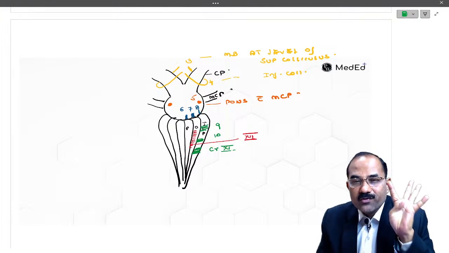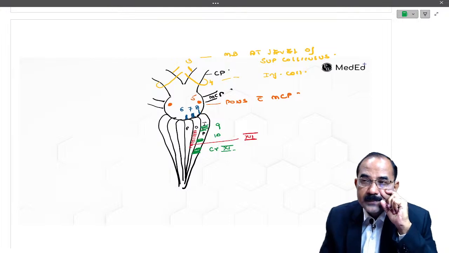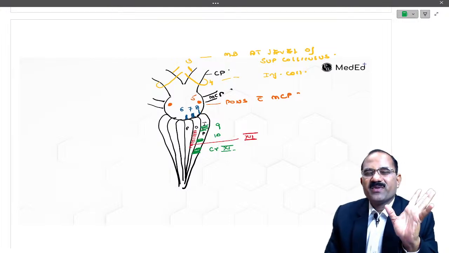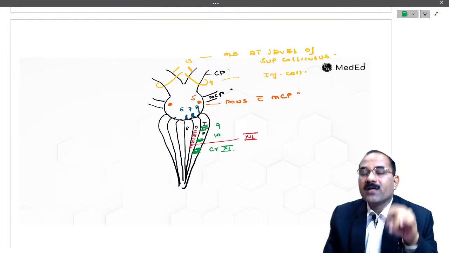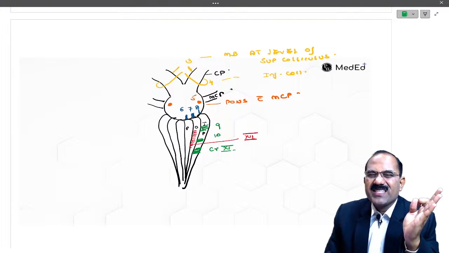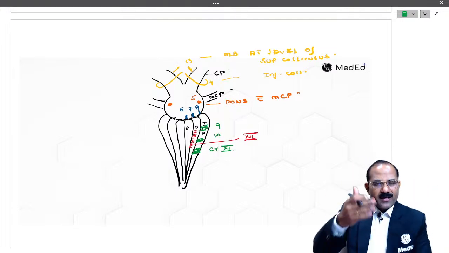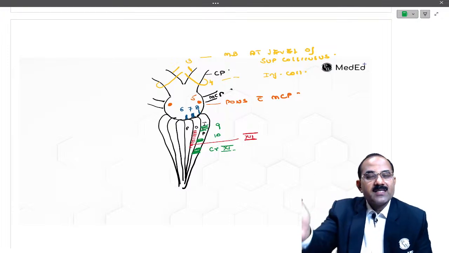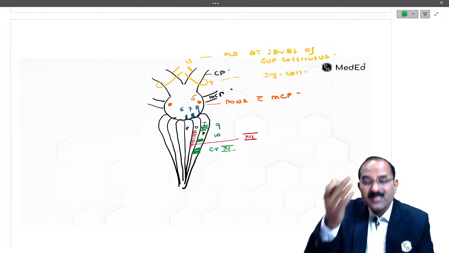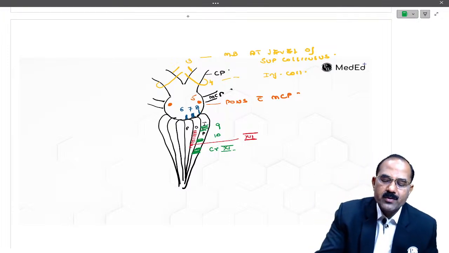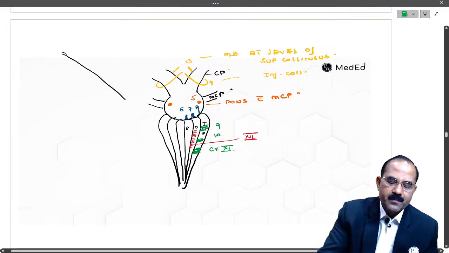What will the fourth point be? The fourth point is exit through the foramen. Can anyone tell me where the third, fourth, and sixth nerves are going? Come on, children, I'll make it easy for you. Where are the third, fourth, and sixth nerves supposed to go? Come on, children, say it fast.